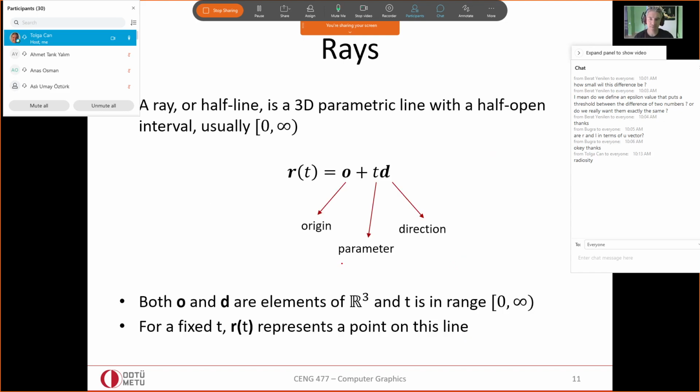Now let's get back to our first mathematical computation. How do we compute the ray that passes through a pixel's center?